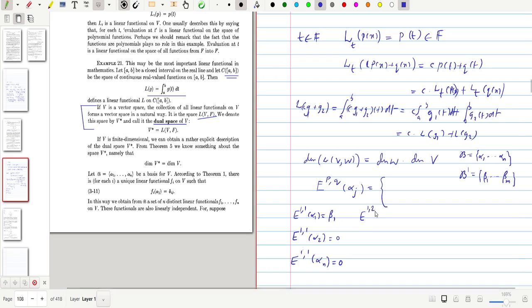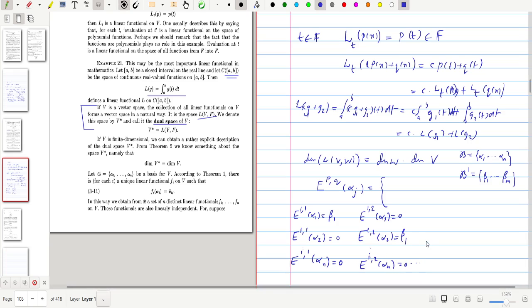Similarly, you can define E12. E12 of alpha 1 is equal to 0, and E12 of alpha 2 will be beta 1 again. And the last one, E12 of alpha n is equal to 0. Similarly, using beta 1 itself, you can define n linear transformations. Similarly, you can define n linear transformations using beta 2, beta 3 and all. So we have mn linear transformations.